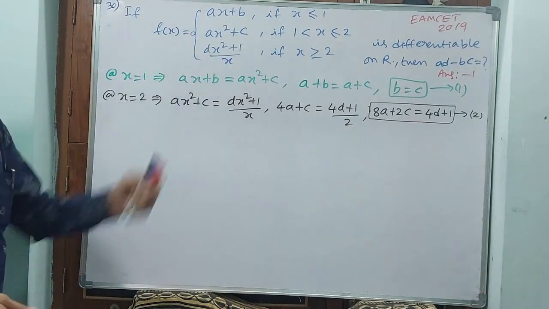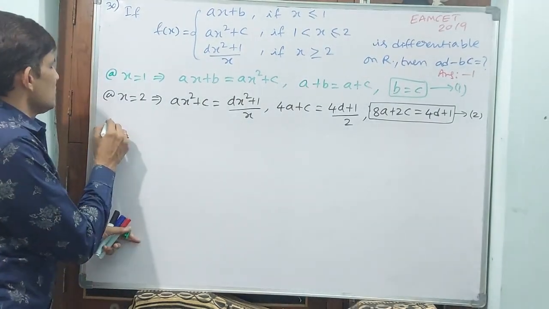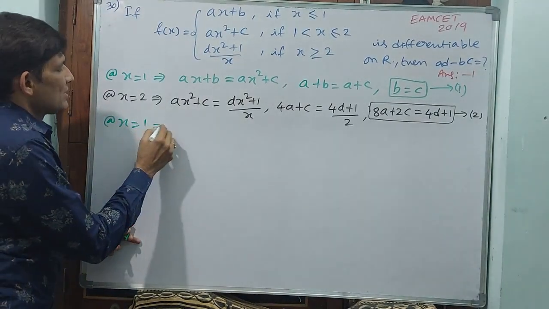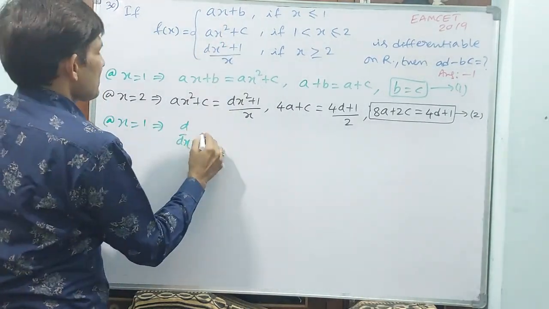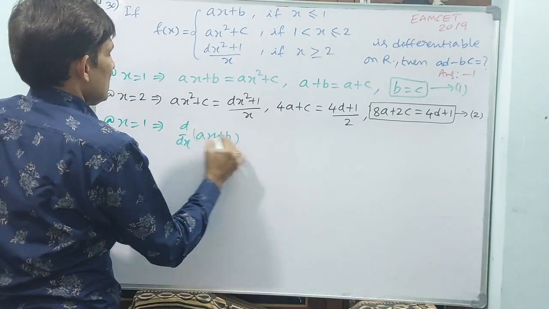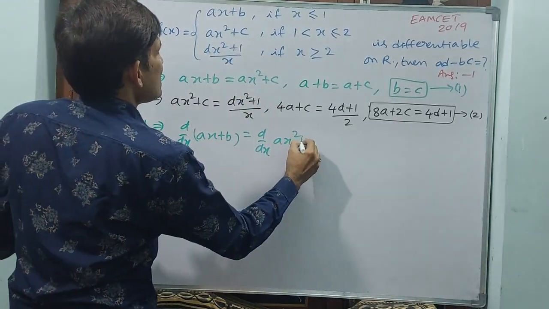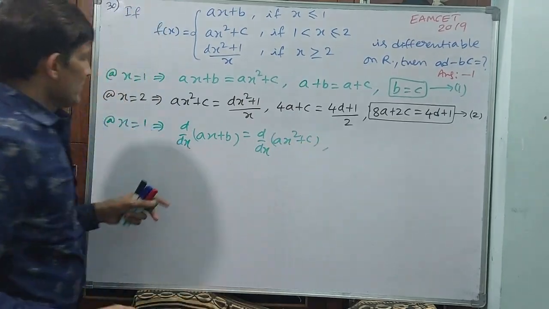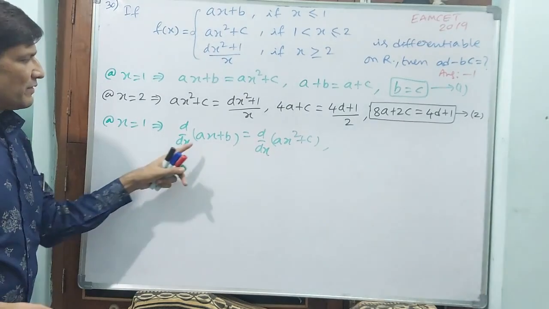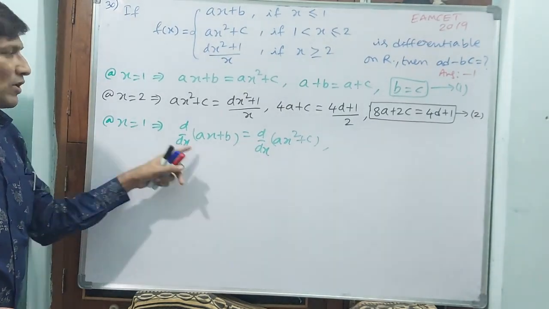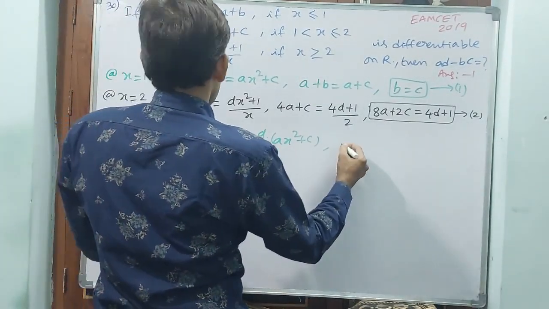Now differentiable also they are telling, so we will see differentiability also. See, differentiability at x is equal to 1. d by dx of ax plus b is equal to d by dx of ax square plus c. Why? Because differentiable also they are mentioning. First you do differentiation, afterwards you apply 1. Now what will happen?